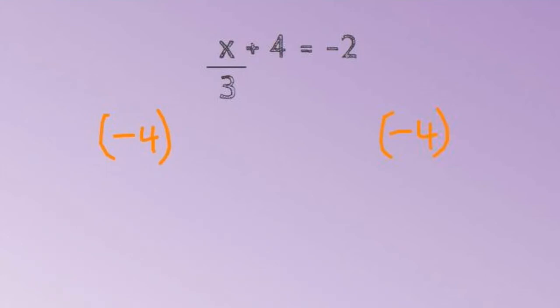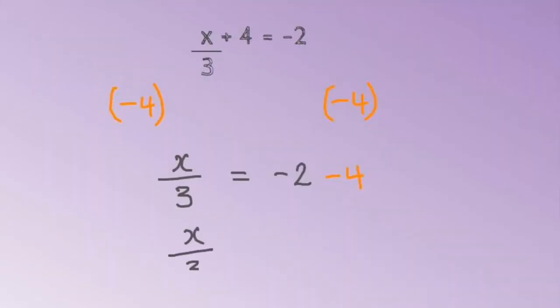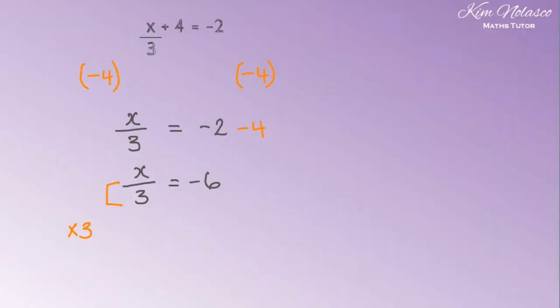So I'm going to have x over 3 equals, then I've got minus 2 take away 4. So I've got x over 3 equals negative 6. So the next step is to multiply by 3, because here we're dividing by 3. Okay, so opposite of that is timesing by 3 on both sides.